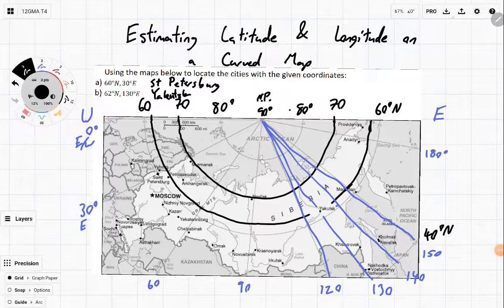So using a curved map can be a little bit more difficult, but the same principles still apply.